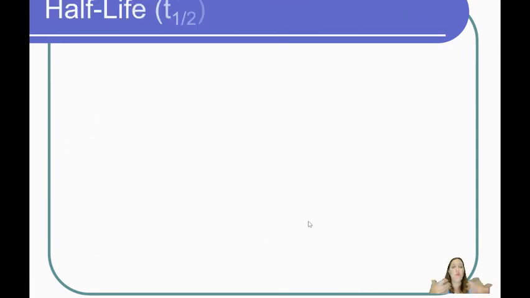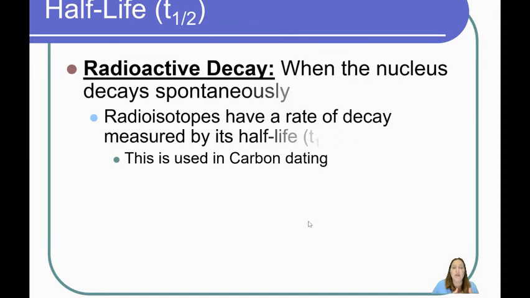Now, one other topic that I wanted to throw in here is about half-life. And the reason I wanted to talk about half-life today is because later on throughout the week, you're going to be doing some things with half-life. So half-life is the amount of time that it takes for the nucleus of an atom to decay by half, okay? So radioactive decay is when that nucleus is going to spontaneously decay. And radioisotopes have what's called a half-life. And again, that is the time that it takes for it to cut in one half.